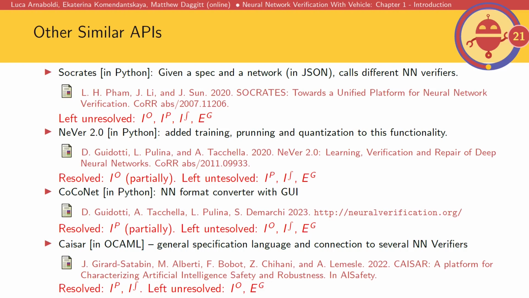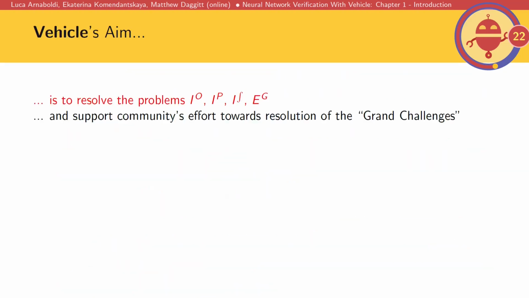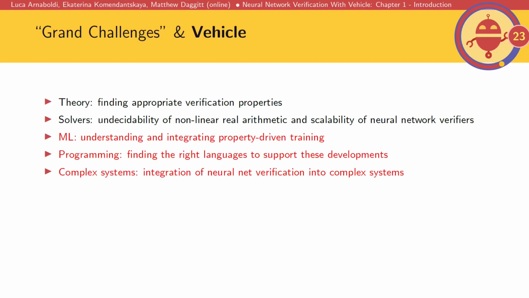And in particular, they're kind of structured from most naive to more sophisticated. And if you do it very naively, you don't resolve any problems really. You just have a tool that calls a few other tools, and that's all you get. So VeHICL's aim is to resolve all these problems, support the community's effort towards resolution of grand challenges.